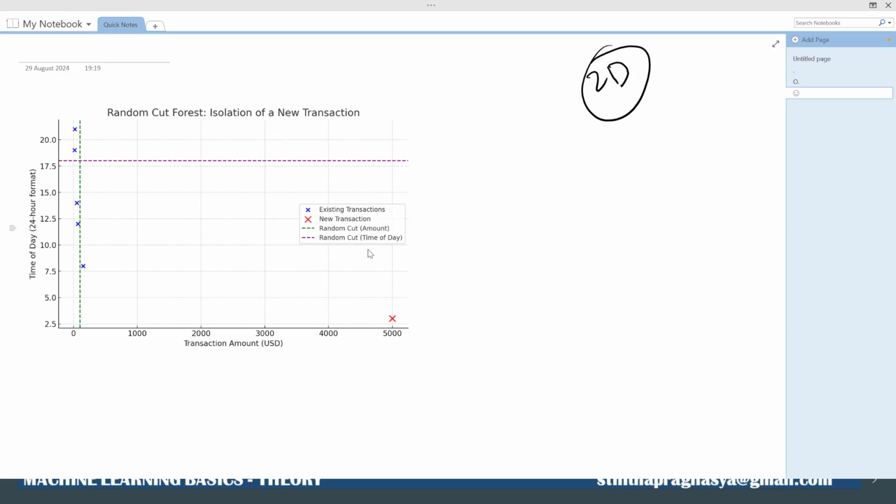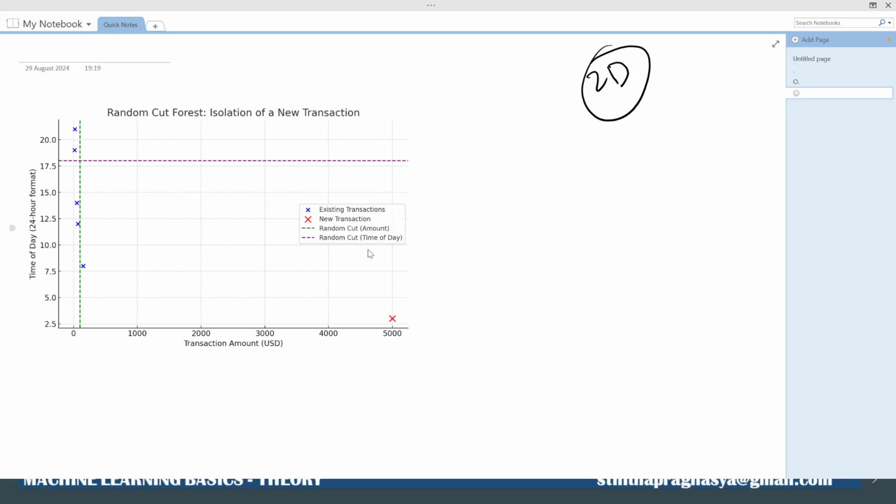If you see here, what do we have? X-axis is transaction amount and Y-axis is time of day. So this shows the data points, which are the transactions, and the random cuts that split the data space. So you can see this is a random cut that happened here, and then this is a random cut that happened here. Oh sorry, this is the amount cut and this is the time of day cut. Okay, and these are existing and this is the new transaction.